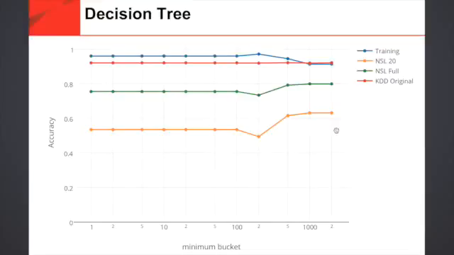The last method I choose to classify the normal and abnormal data is to use decision tree. In decision tree, I try to adjust the size of minimum buckets, but it does not influence a lot. And for the full dataset, you can see that the NSL20 dataset is still wandering around 60% accuracy.